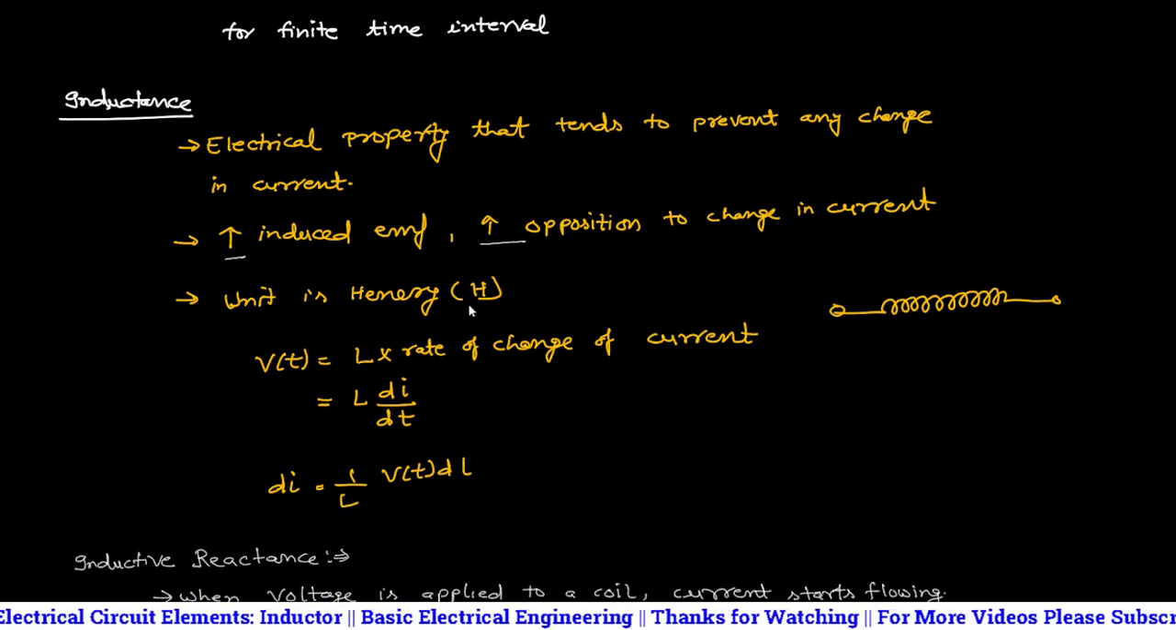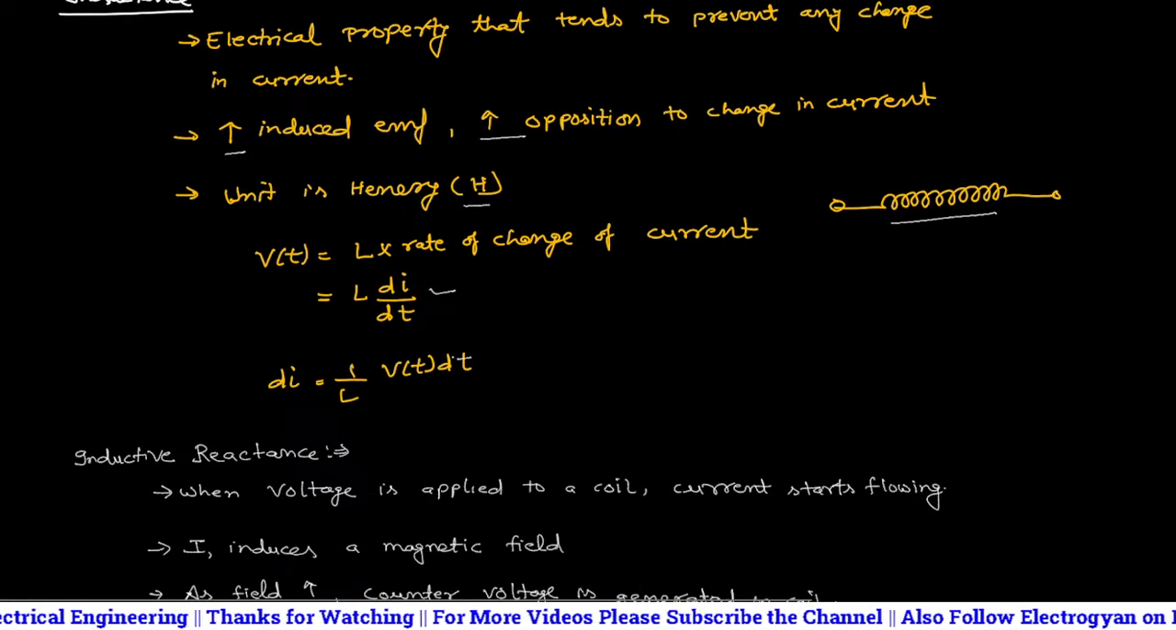The unit of inductance is Henry, and it can be written as voltage v(t) equal to L times the rate of change of current, where L is the inductance. So v(t) will be equal to L di by dt. Further simplifying this, di will be 1 upon L v(t) dt. The inductance is represented this way in any electrical circuit.